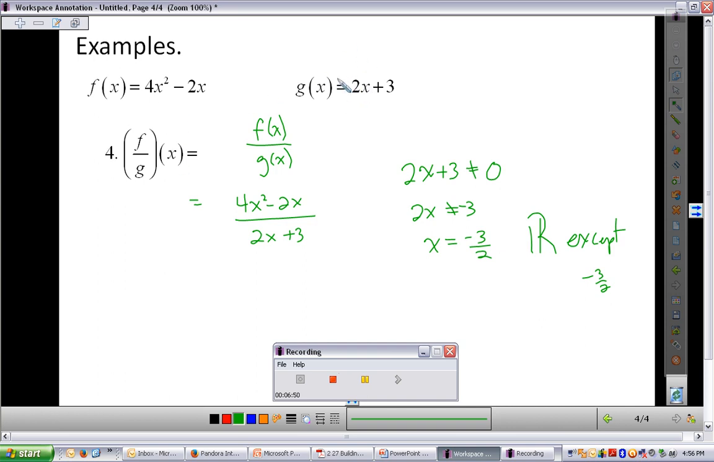Like I just said, it may or may not have a different domain than both f of x and g of x. Again, I'm combining it into a new function. Here's my new function right here, and the domains might be a little different. So on some of these, I do need to clarify when I am dividing like that.